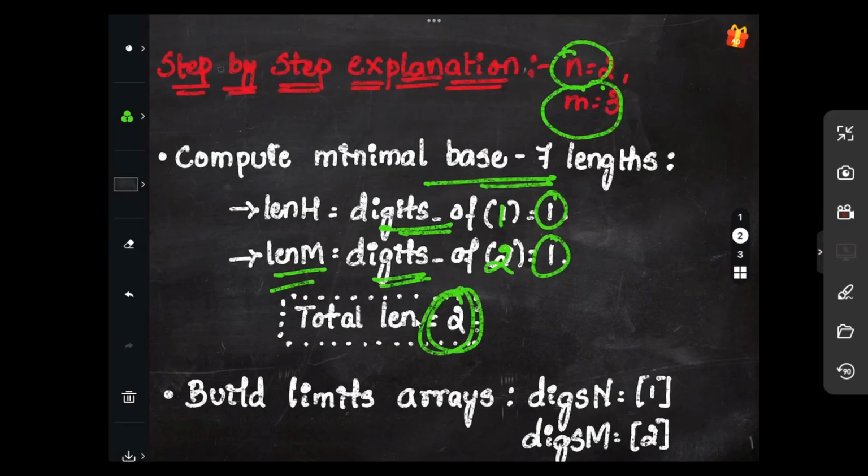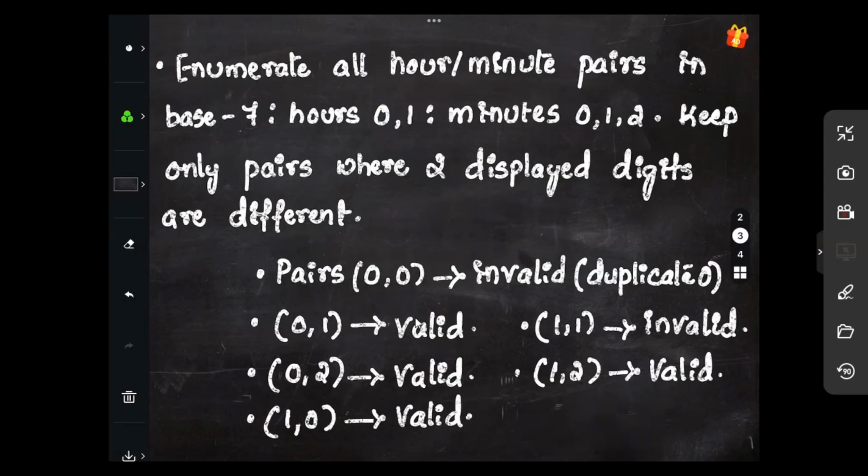This is fine. Now we need to build the limits array. We build the limits array with digits n and digits m, similar to this one. So this is length, and we are building the limits array with digits n and digits m. This one is 1 and this one is 2, because for n we have been given 2, we have to consider 1 and we have to consider 2, right?